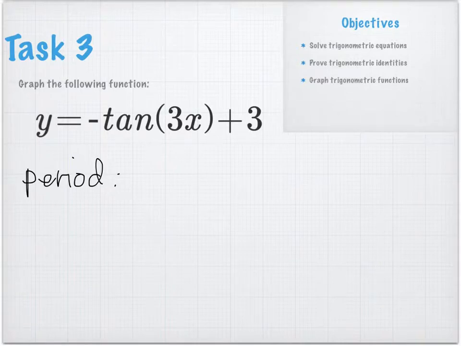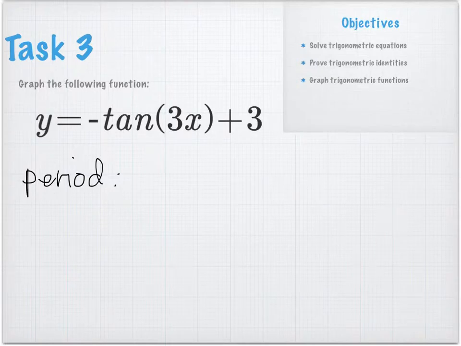The period is 3. Are you sure? 3 or 3x. How do we find the period? Take note of the formula. It's different from sine and cosine. So it's negative tangent 3x over negative 3. What's the formula? You need to memorize the formula. It will not be given to you in the test.